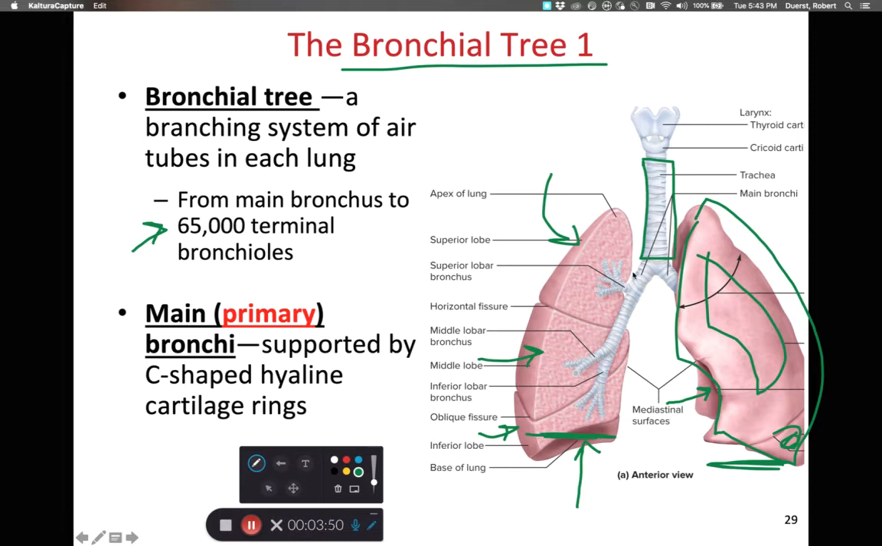Now the first branch point is, and I'm going to shift colors here to bright red, the main bronchi or primary bronchi. Here, I'm drawing a big fat arrow to the right primary bronchi. This right primary bronchi is going to send all the air to the right lung. Or another way of phrasing it is all the air that goes in and out of just the right lung will go through this right primary bronchi. And then over here is the left primary bronchi. And it's going to send all the air into and out of the left lung. So these primary bronchi control the air that goes into and out of a left or right lung.